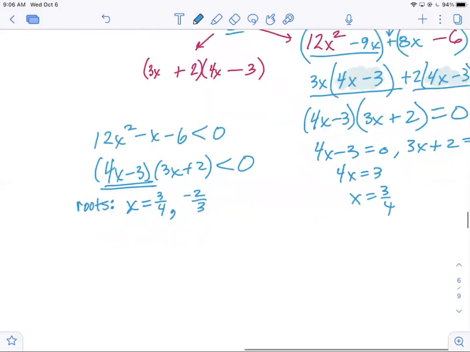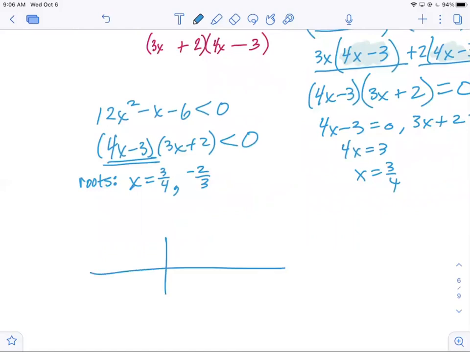Once you have those 2 roots, remember, our plan is to sketch a graph. There's negative 2/3. Here's 3/4. The parabola opens what? Up or down? Up. So we sketch just this little graph. And now we look at the inequality. When we set it up for domains, we always want it to be greater than or equal to 0. But we can have different inequalities.